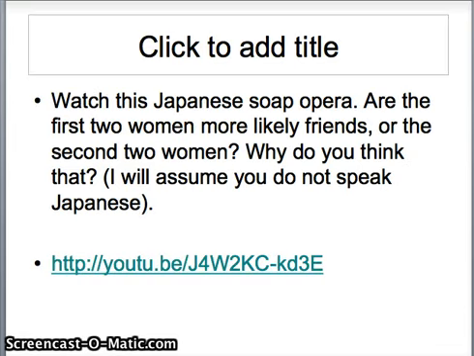So I'm going to have you watch a soap opera, and the soap opera is from Japan, so it's in Japanese. I'm assuming most of you do not speak Japanese, so you won't be able to understand what the two people are actually saying to each other. But try to figure out if the two women are more likely friends, or if the second woman, who is going to be pictured, is a friend or an enemy.